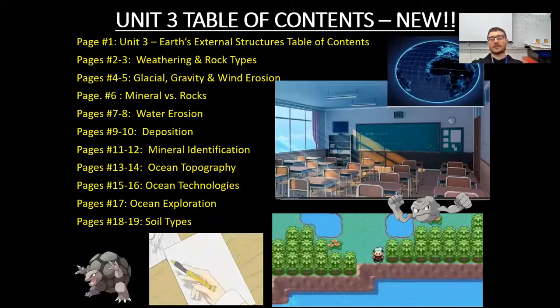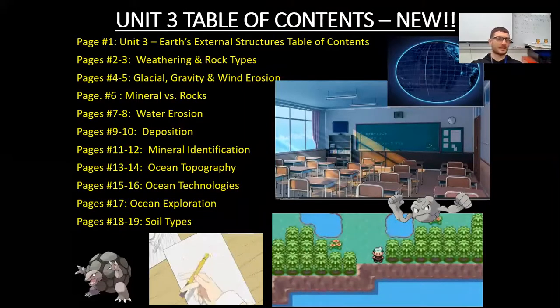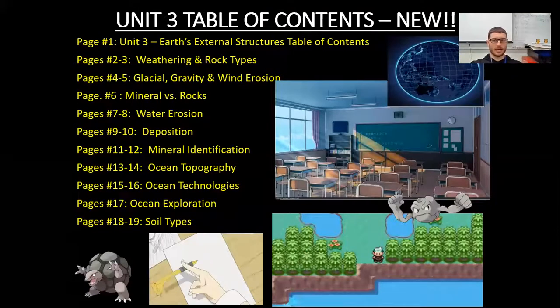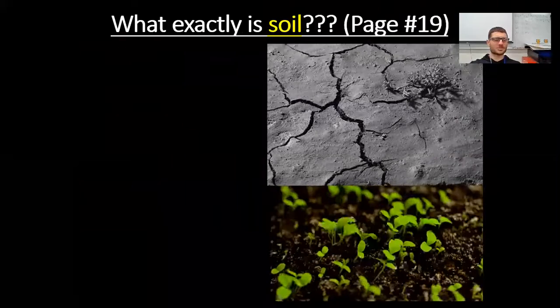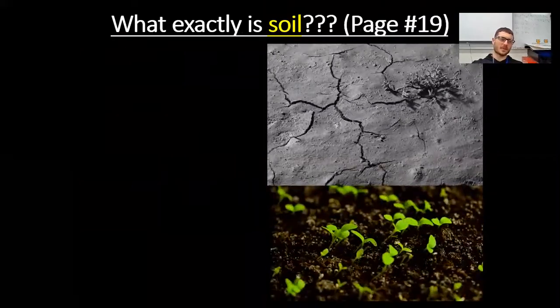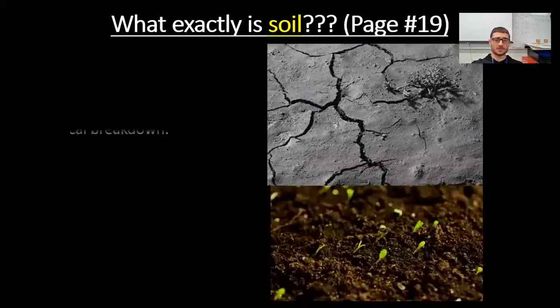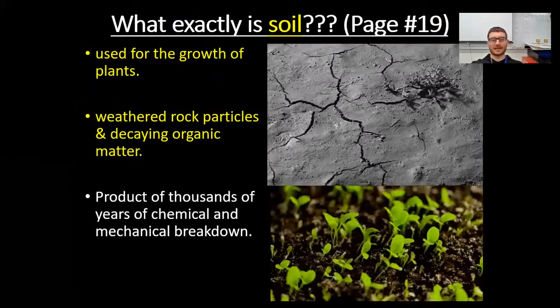The table of contents, we're going to update that: 18-19 are going to be soil types. And then I want you guys to write on page 19, what exactly is soil? If we're going to talk all about soil the next few days, I want you guys to know what soil is. So let's go ahead and check that out. Only write down what's in yellow, guys.